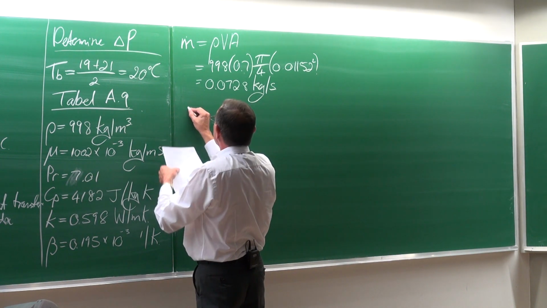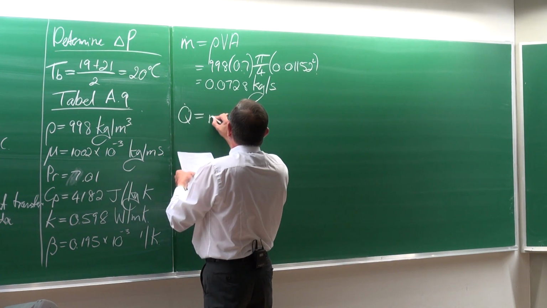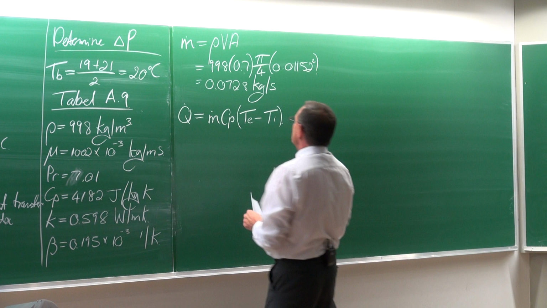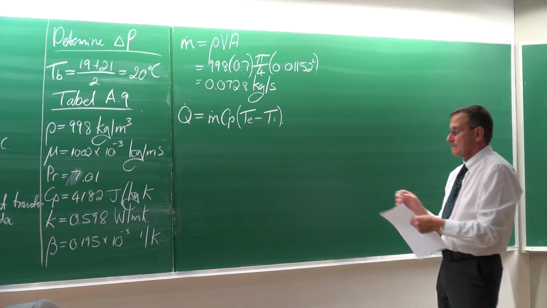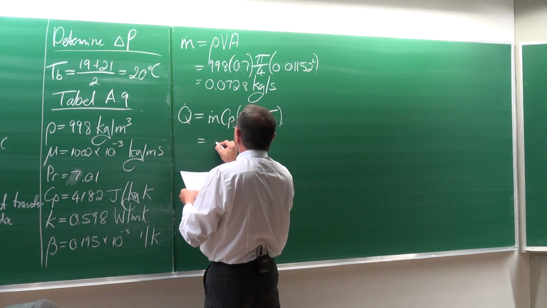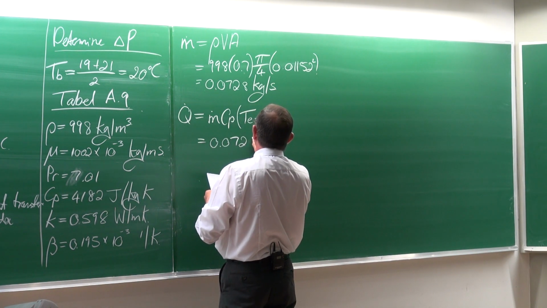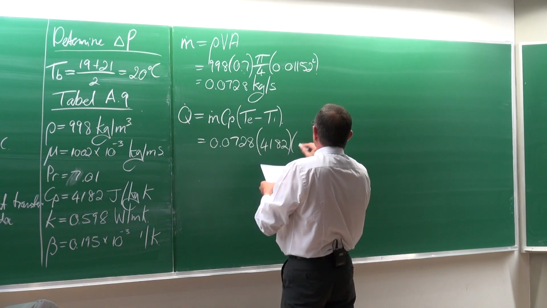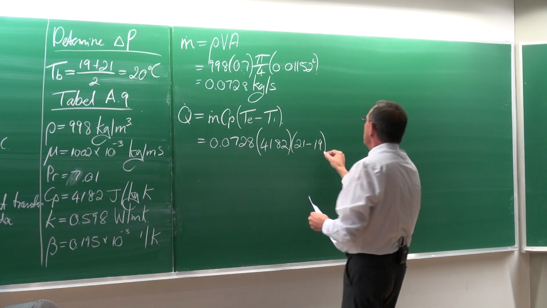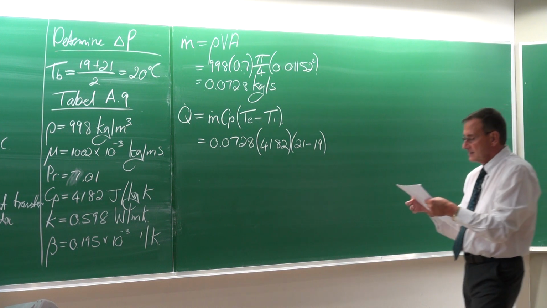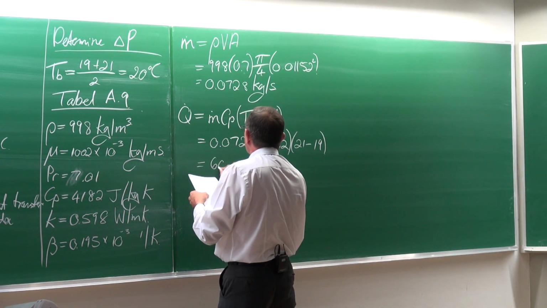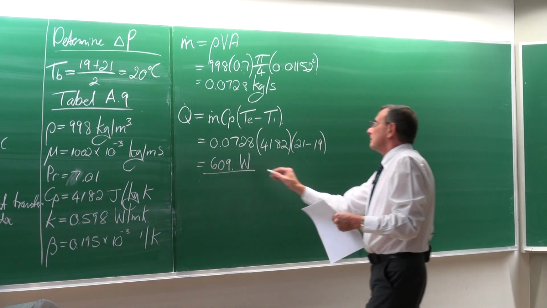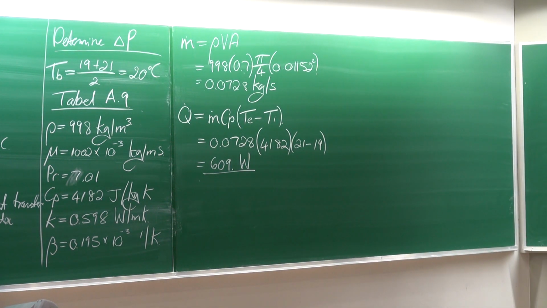If we've got the mass flow rate, then it is very easy to determine the heat transfer rate. The heat transfer rate is equal to m Cp multiplied by the temperature difference between the outlet and the inlet. The mass flow rate we have determined just now is 0.0728, multiplied by Cp, which is 4182, multiplied by the outlet temperature of 21 minus the inlet temperature, which is 19. And the result is a heat transfer rate of 609 watts.